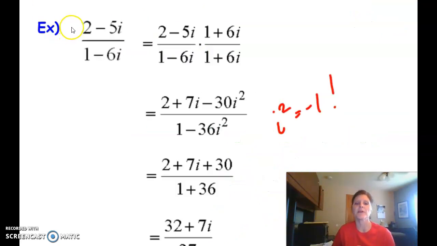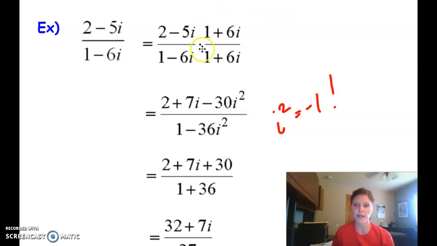In this problem, I have 2 minus 5i divided by 1 minus 6i. You're saying that that's a fraction. Fractions are just another way to write a division problem. So it really is the complex number 2 minus 5i divided by the complex number 1 minus 6i. The way we're going to tackle it is we're going to focus on the denominator and multiply the top and the bottom by the conjugate of that denominator.